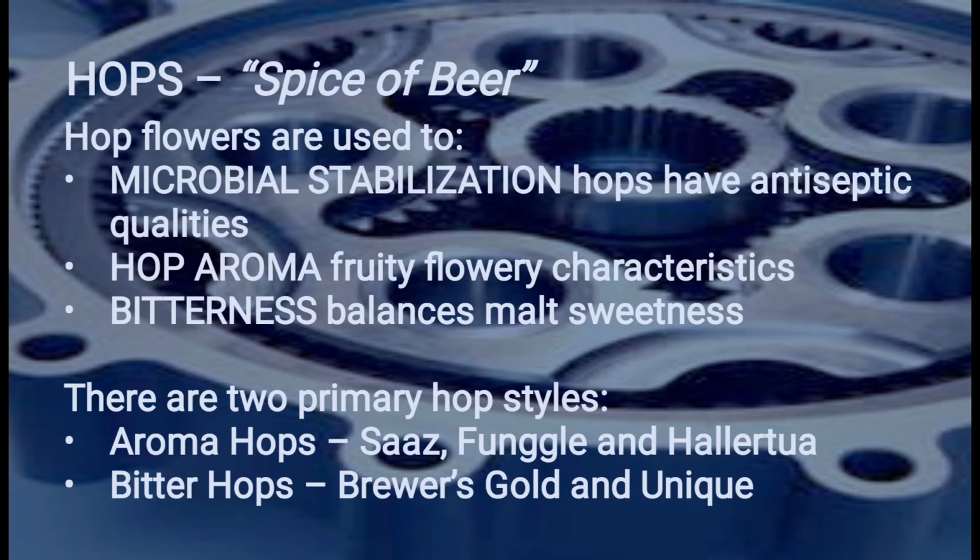Next, we have the hops, the spice of beer. Hop flowers are used for microbial stabilization. Hops have antiseptic qualities. Hop aroma has fruity, flowery characteristics, and bitterness balances malt sweetness. There are two primary hop styles. We have the aroma hops and bitter hops. The aroma hops are Zeus, Fuggle, and Hallertau, while the bitter hops are Brewer's Gold and Unique.